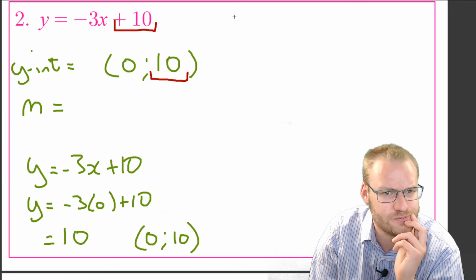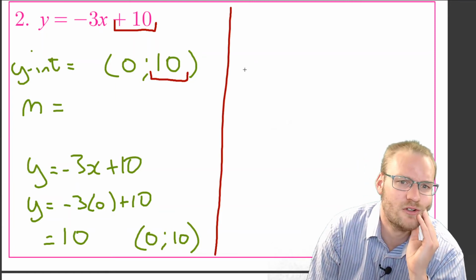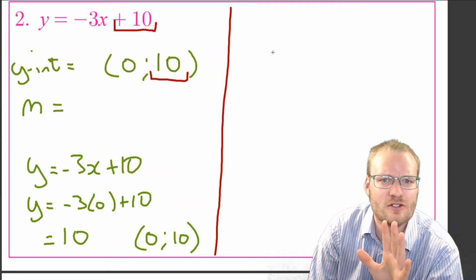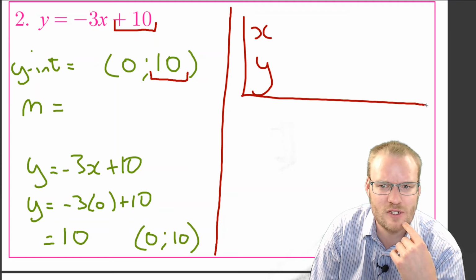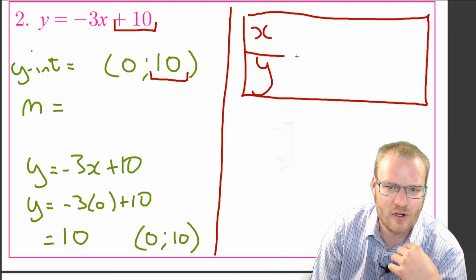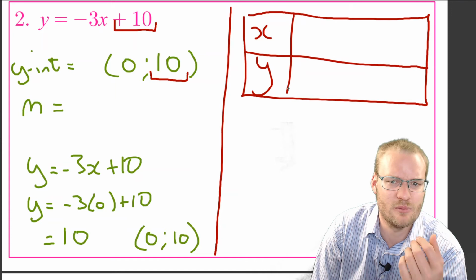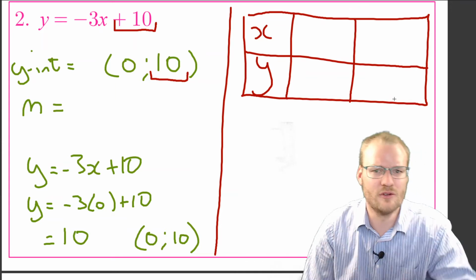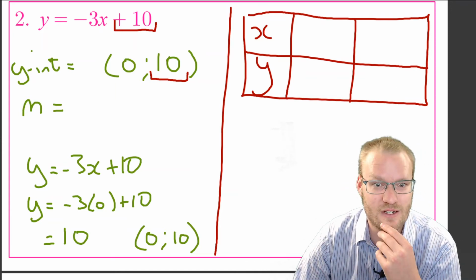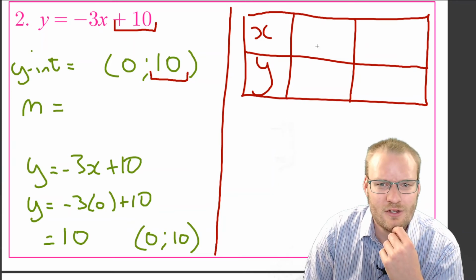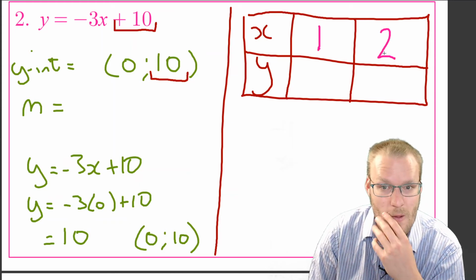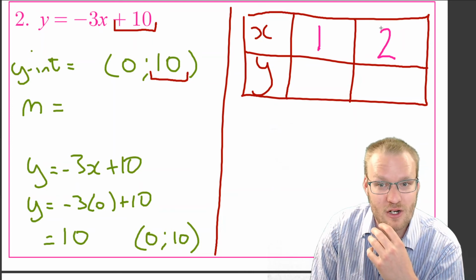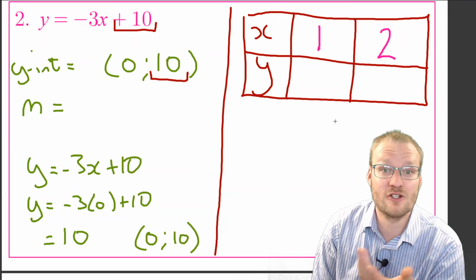Okay, gradient. Let's look at gradient in this way. All we need is 2 points, 2 inputs. So we're going to draw a table here. Please draw the table, because we're not just looking at what the answer is, but we're developing quite a few concepts here at the same time. So let's choose 2 x inputs that are 1 apart. I'm going to put 1 and 2. So for every one step across, how far up do we go? And that's going to be our gradient.